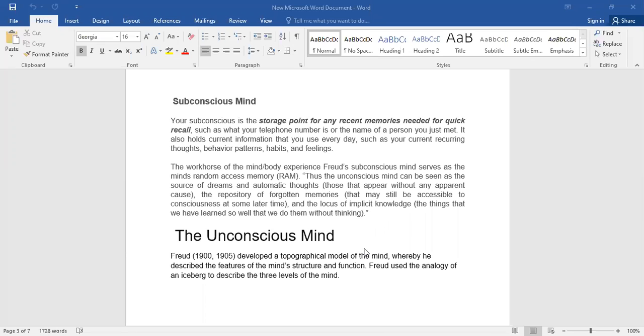Okay? It also holds current information that you use every day. So it also helps us retain current memories, such as your current recurring thoughts, behavior pattern, habits, and feelings. Right? The workhorse of mind or body experience, Freud's subconscious mind, serves as the mind's random access memory. So here it has been compared with computer RAM. Okay? A random access memory.